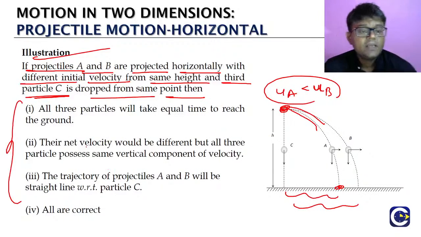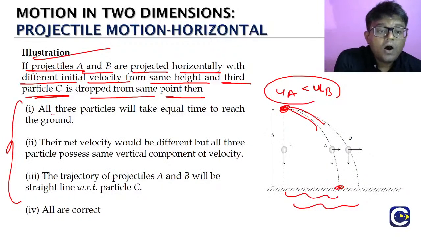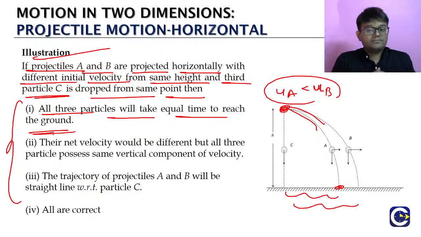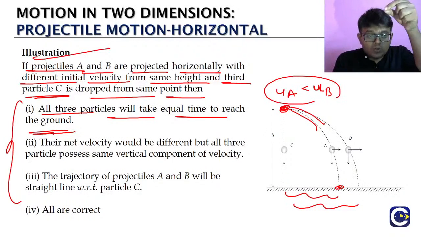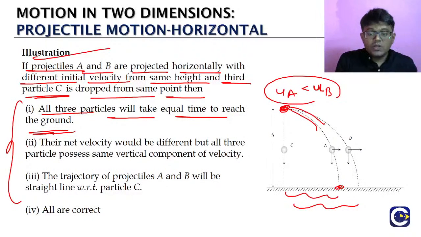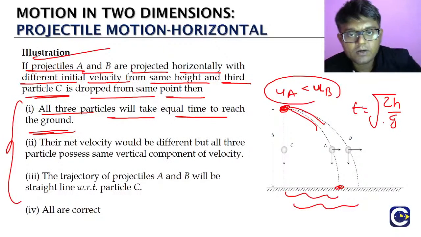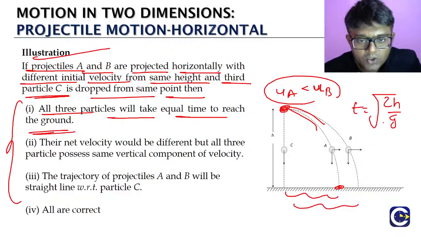Look at this, guys. Option 1 is what? All three particles will take equal time to reach the ground. Already we have done this in the derivation, right? You have a horizontal projectile. You drop an object from the height h. Both of them are going to come down in how much time? Root of 2h by g. Both of them are going to come down in how much time? Root of 2h by g, isn't it?